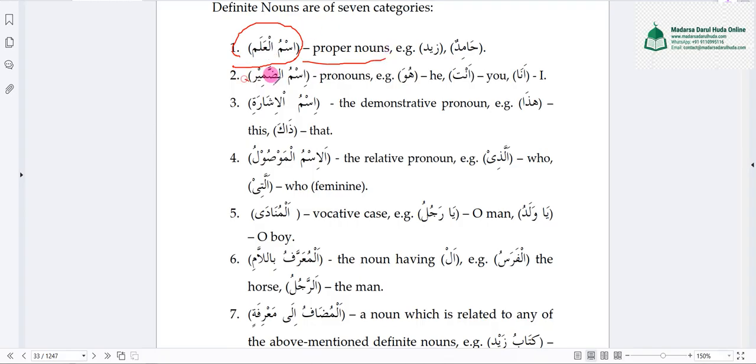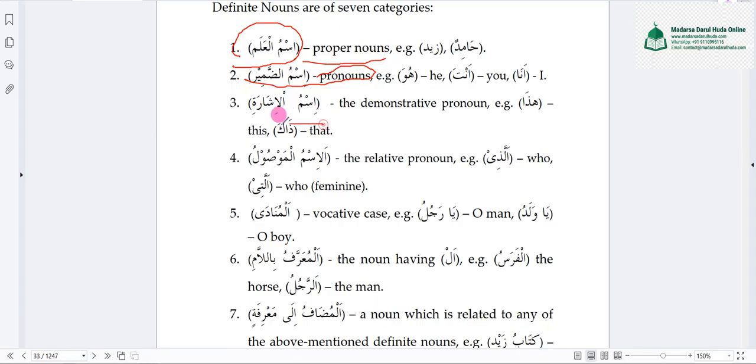Then we have Zamir. Zamir is a pronoun. Of course, the pronoun is only used in place of a noun, a proper noun. So, pronoun is also marifa. So, from huwa to nahnu, all these pronouns, all these zamir, are marifa.